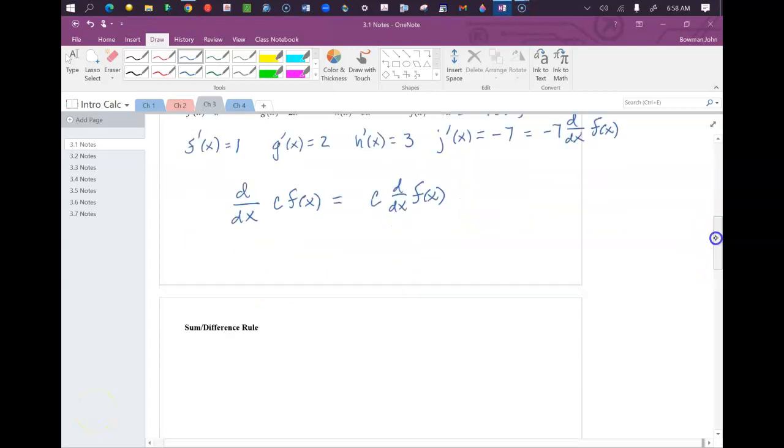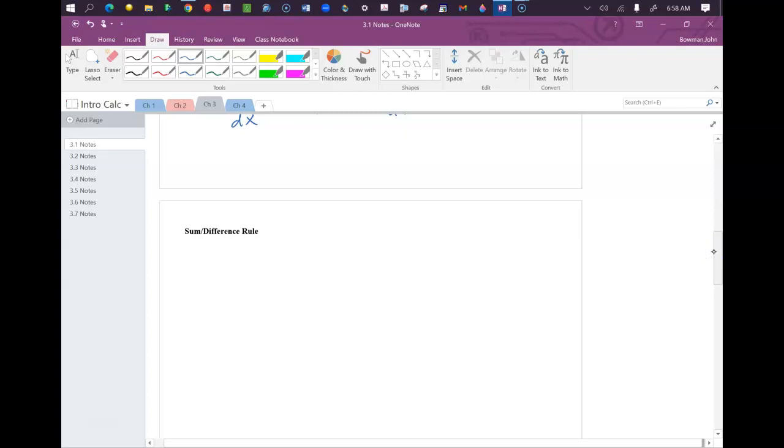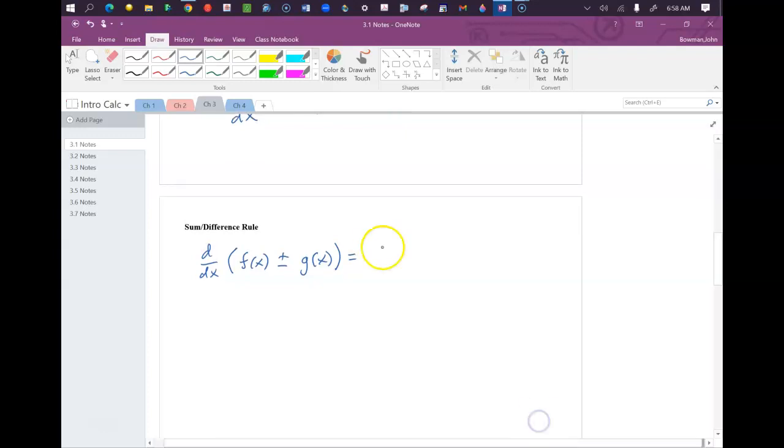And we are going to finish up the rules in this lesson with the sum difference rule. So the derivative of a sum of two functions or a difference of two functions is equal to, well, we're basically using the properties of limits here because derivatives are limits, and we're saying we can split this apart into the separate derivatives. So we can take the derivative of f plus or minus the derivative of g.